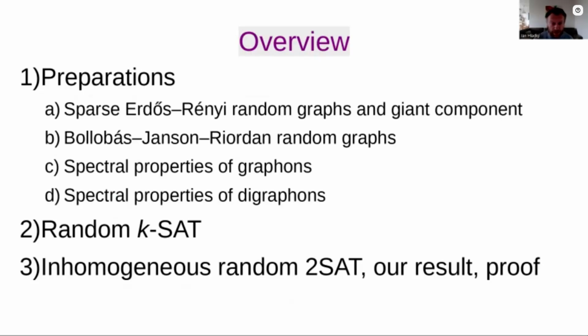But then as part of these preparations, I will also talk about spectral properties of digraphons, which is what is done in this companion paper we have with Petr. And then I will recall what this random k-sat model is and state our main theorem about the inhomogeneous version. And I will try to indicate some parts of the proof as well. There will be quite a lot from both of the papers that appeared on the first slide. Okay, so let's dive into the first part.